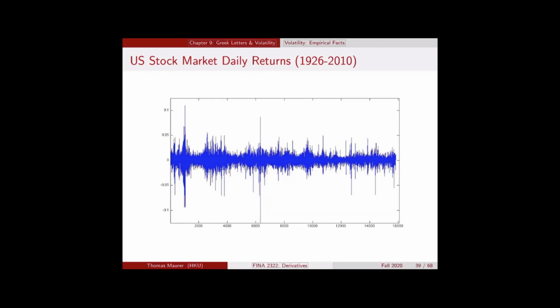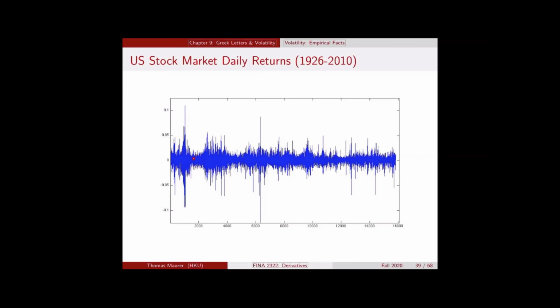This one is actually a daily return, really large positive. This goes again from 1926 to 2010. And the interesting thing which you see is that there are some times, like for example around here, where these daily returns go up and down quite a lot. So there seems to be a lot of risk and a lot of volatility.